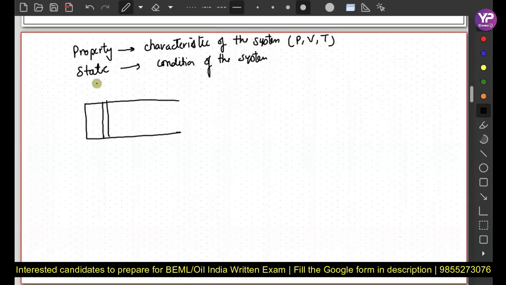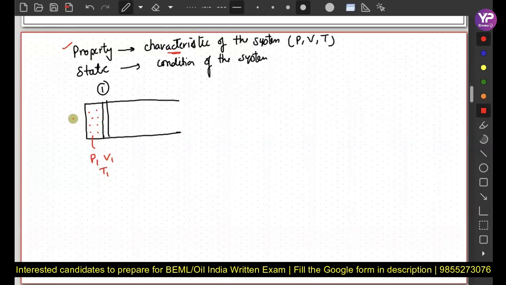Now the piston is at position number 1. In the piston cylinder arrangement there is some air or some fluid which has a pressure P1, volume V1, and temperature T1. So you can see this P1, V1, T1 represents the characteristics of the system, which are the properties here. Now, once the system has attained particular properties, we say it has attained a defined state. Due to this pressure P1, V1, T1, I can say the system has attained a particular state.